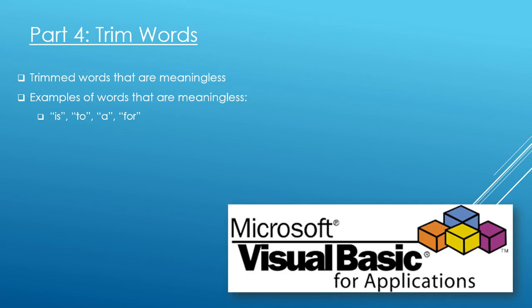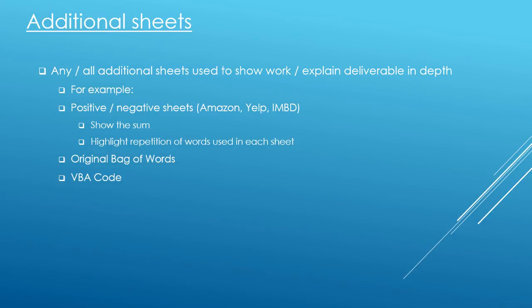For Part 4, what we did is we trimmed the words that we thought are meaningless and recreated the visual analytic. What this did is trim words like is, to, a, and for, which are used an excessive amount throughout. Also, the additional sheets were used to show and explain the deliverable in depth. So for positive, negative sheets that you'll see Amazon, Yelp, and IMDB, it shows the sum, highlights repetition of words that are used throughout the sheet.